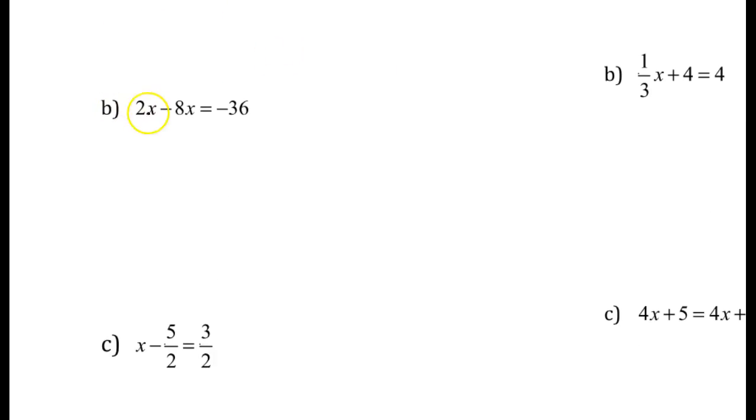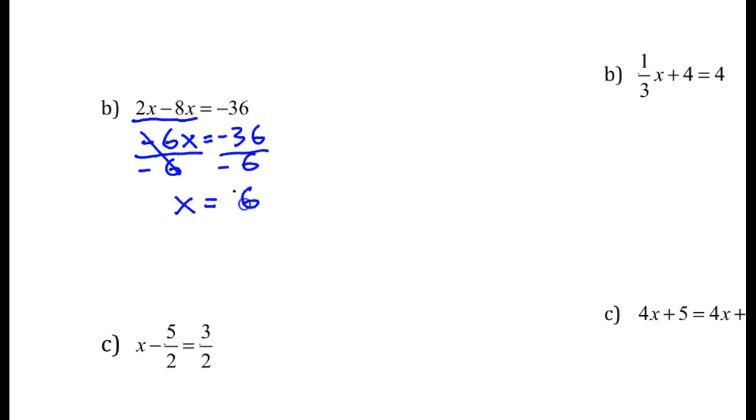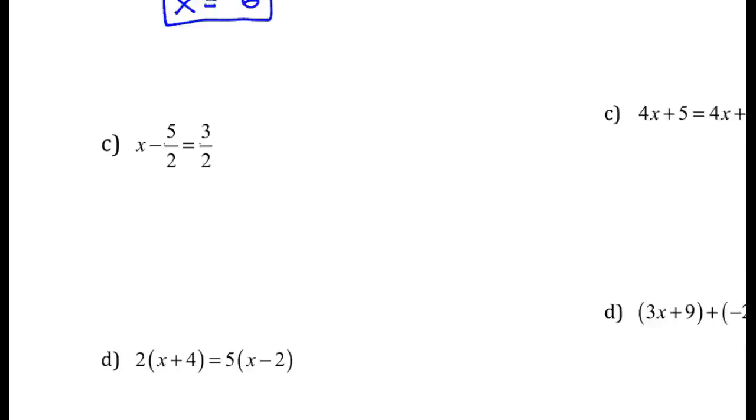Let's go down here. 2x minus 8x is going to be negative 6x. Right? And we can divide both sides by negative 6 or multiply by the reciprocal, which is 1/6. Okay, that equals 1. And we get positive 6 here. So we got a positive 6 again. So we got 2 of them.